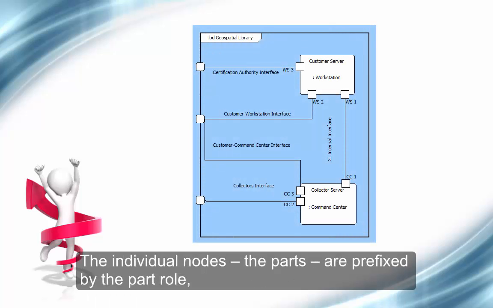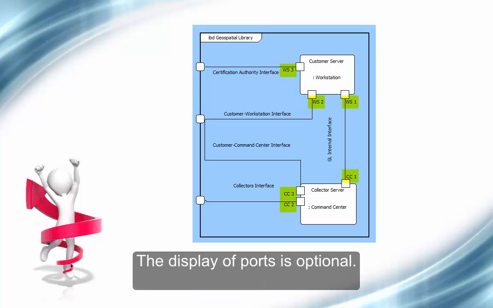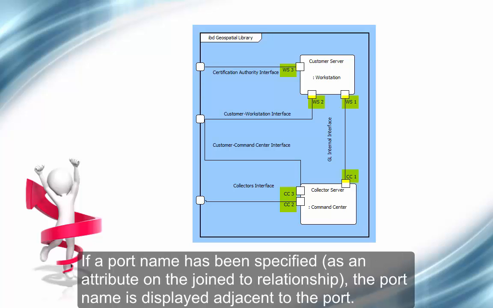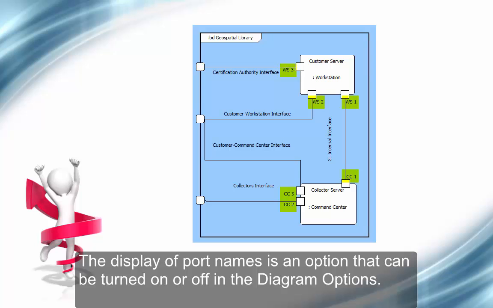The individual nodes, the parts, are prefixed by the part role. If defined, the part role is specified as an attribute on the built-from relationship. The display of ports is optional. If displayed, an open square is drawn at the intersection of the connection and the node. If a port name has been specified as an attribute on the joined-to relationship, the port name is displayed adjacent to the port. Port names are captured in your model on a relationship attribute of the joined-to relation. The display of port names is an option that can be turned on or off in the diagram options.